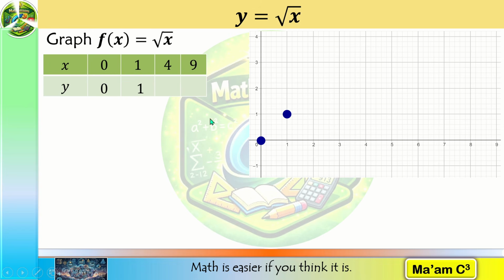The point is here. Now let us substitute 4. The square root of 4 is 2. So we have (4, 2) here. And when we substitute 9 here, the square root of 9 is 3. So (9, 3) will be here. Now let us connect these points. Here is the graph of y equals square root of x.